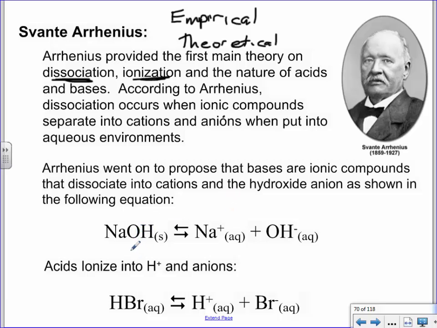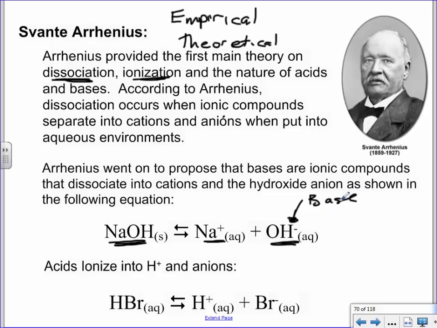Here's Arrhenius' suggestion. He figured that if sodium hydroxide could be shown on paper to break up into Na and OH, then this OH right here would mean that something is a base. If we can dissociate it on paper and it ends in OH, that's a base.